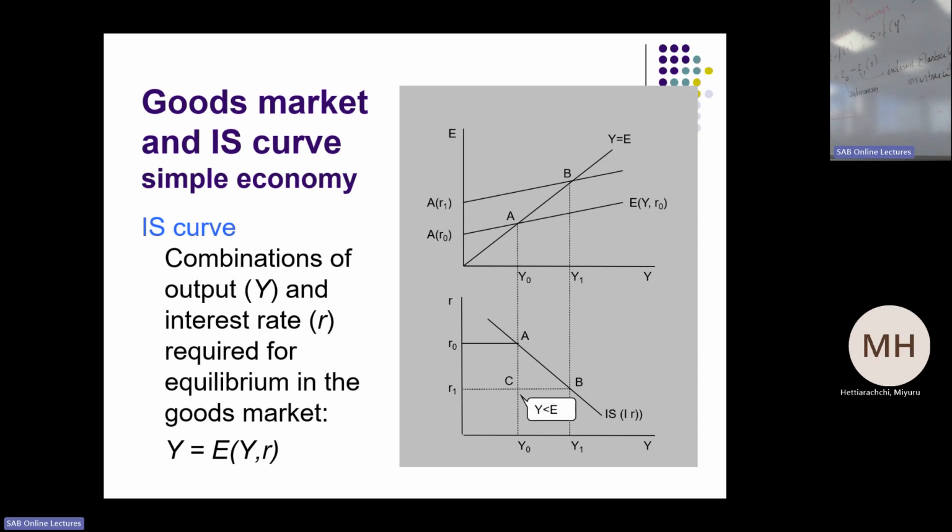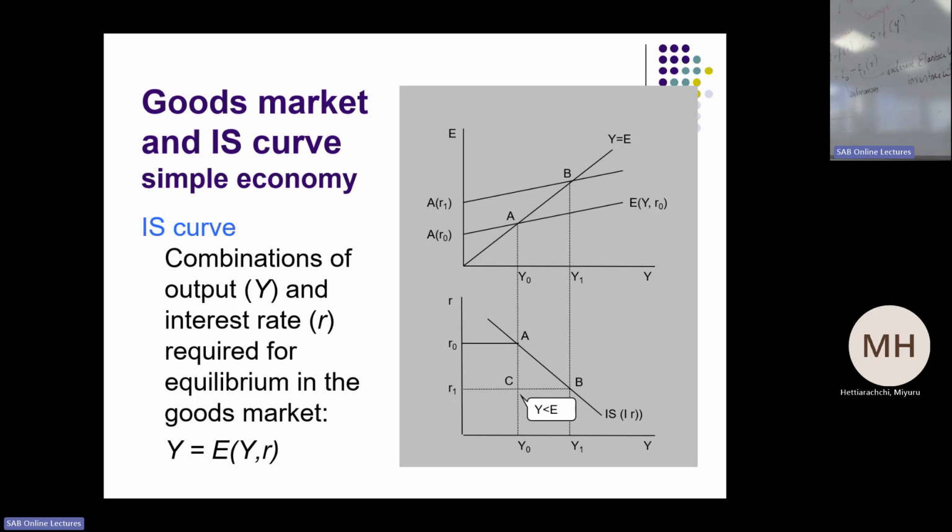Now take any point on this IS curve. Aggregate demand equals aggregate supply, and injections equal withdrawals. In a simple economy, investment equals savings. In a closed economy, injections I plus G equal S plus T. In an open economy, I plus G plus X equal S plus T plus M. So any point on the IS curve represents equilibrium, where aggregate demand equals aggregate supply and injections equal withdrawals.